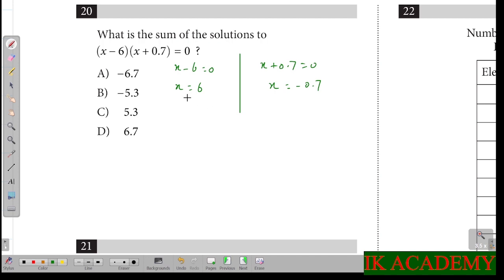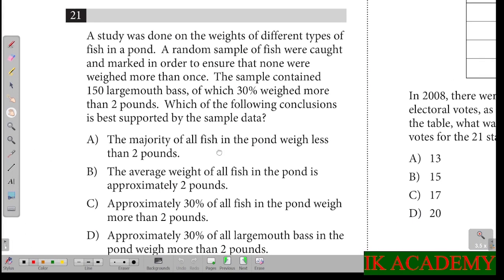So these are the solutions, two solutions for the given equation. The question was, what is the sum of the solution? So we are going to take the sum. Sum of solution is equal to 6 − 0.7, which is equal to 5.3. Is option C.